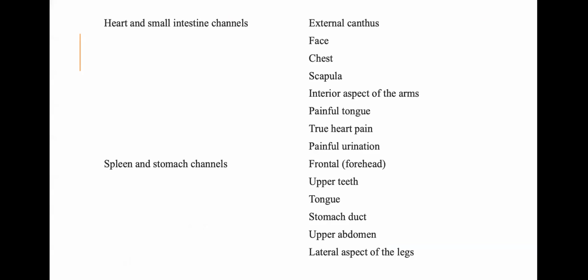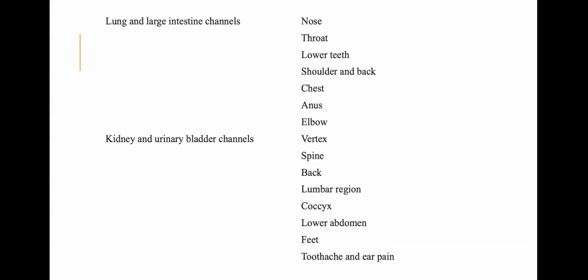If the pain involves the spleen and the stomach channels, there will be frontal headache on the forehead, pain on the upper teeth, pain on the tongue, pain at the stomach duct, upper abdomen, and the lateral aspect of the legs.